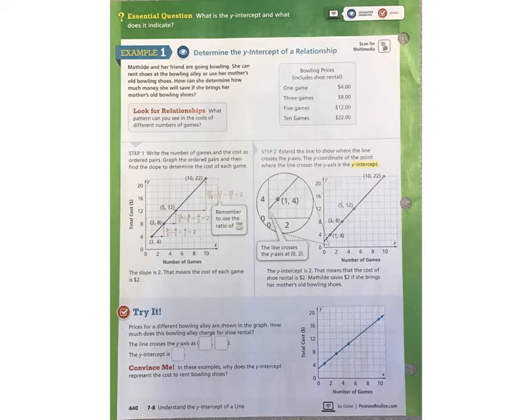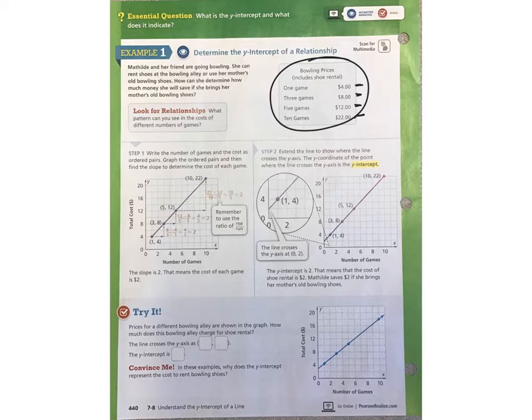Example 1. Determine the y-intercept of a relationship. Matilda and her friend are going bowling. She can rent shoes at the bowling alley or use her mother's old bowling shoes. How can she determine how much money she will save if she brings her mother's old bowling shoes? So take a look over here at the bowling prices. We see the prices for the games, and they include shoe rental.